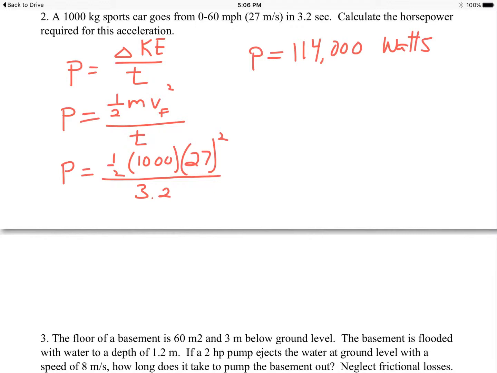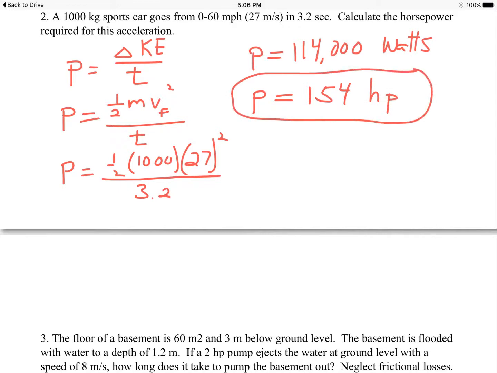Well, if you convert that to horsepower by dividing by 746, you can just do that on your calculator. I don't need to see the work for that. That comes out to be 154 horsepower, HP, which may or may not seem like a lot, but that's pretty much an average car. The average car in a parking lot is going to be about 130, 140, 150 horsepower.